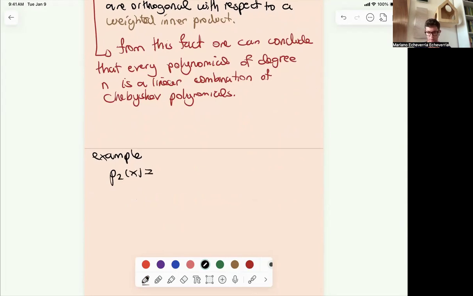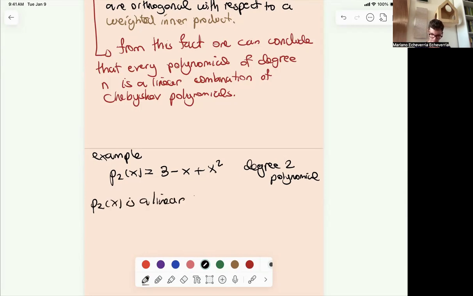I'll make it 3 minus x plus x squared. So this is a degree 2 polynomial, right? What I'm saying is that because it's degree 2, the previous fact I just mentioned means that this polynomial can be expressed as a linear combination of the Chebyshev polynomials up to degree 2. So P2 of x is a linear combination of T0 of x, T1 of x, and T2 of x.